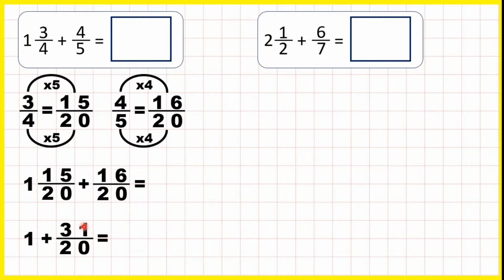So we need to change 31/20 back into a mixed number. We still have one whole, but now 31/20 is the same as 1 and 11/20, because 31 divided by 20 is 1 remainder 11. So now 1 plus 1 is 2, the 11/20 stays the same, so our answer is 2 and 11/20. Now 2 and a half plus 6/7.